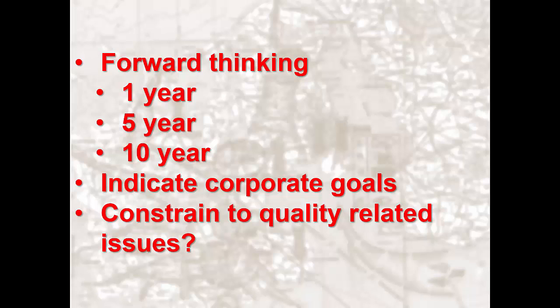And you want to constrain it to quality-related issues. Maybe, maybe not. Maybe this is just the 5-year plan of the company, and then we're going to use that to interpret it for the quality system, or maybe the quality system has its own strategic direction. One way or the other, it needs to exist in some form because you need to compare it against these other things.